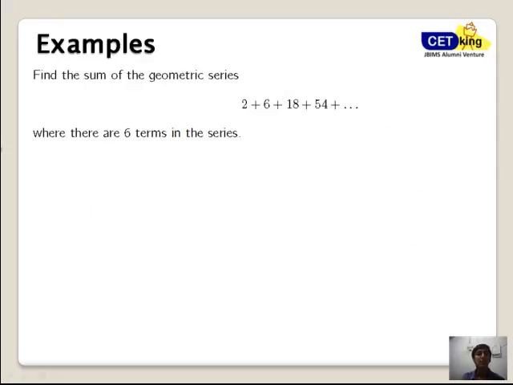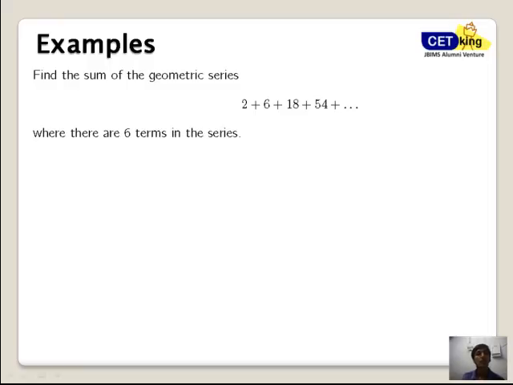Now let's solve some examples on geometric progressions. Find the sum of the geometric series given as 2, 6, 18, 54, and there are 6 terms. So give this problem a try and then we will solve the problem.